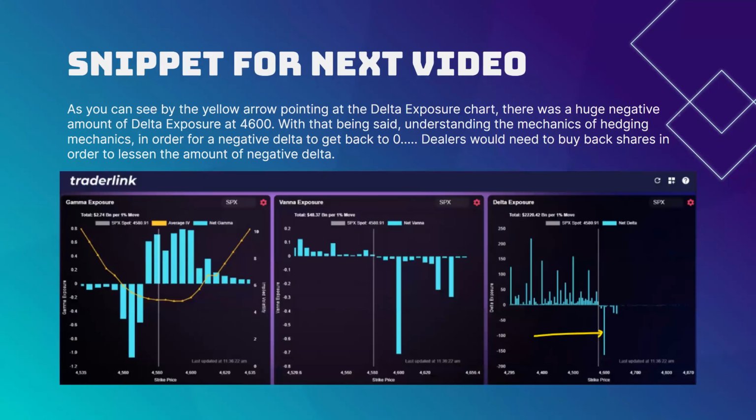Going over the screenshot, this is just a snippet for the next video that I'd like to go over so that we can get into some details later. As you can see by the yellow arrow pointing at the delta exposure chart, there was a huge negative amount of delta exposure at 4,600, as I said earlier, right? With that being said, understanding the mechanics of hedging, in order for a negative delta to get back to zero, dealers would have to buy back shares in order to lessen the amount of negative delta. And this is vice versa for positive delta. If they have a positive 150 delta, guess what happens? In order to get it down to zero, they would have to sell shares to bring that delta back down.